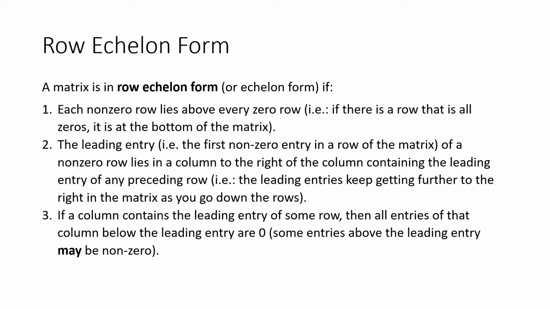Okay, that's a bit convoluted, but really what it means is that as you move down the rows in your matrix, mark off the leading entries. The leading entries have to keep moving to the right as you go down the rows in your matrix. The third says that if you have a leading entry in a column, then everything below that leading entry has to be a zero. So let's look at a couple of examples.